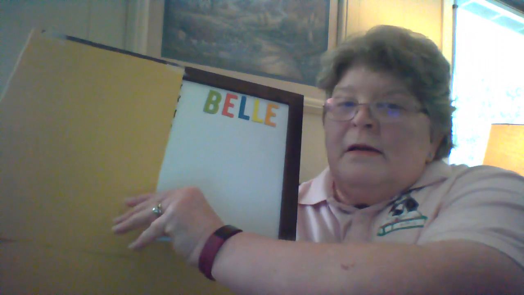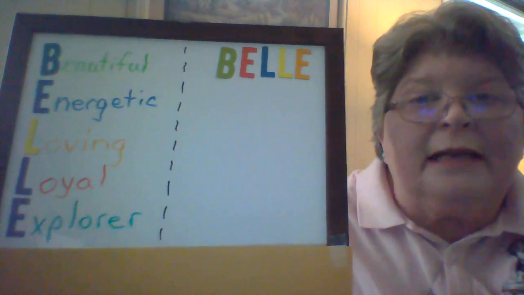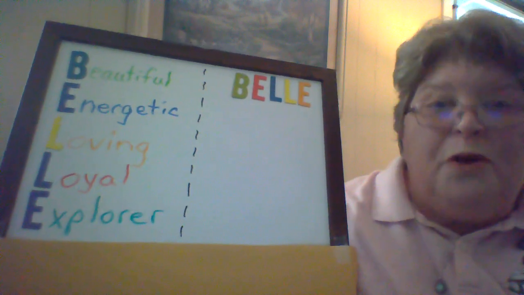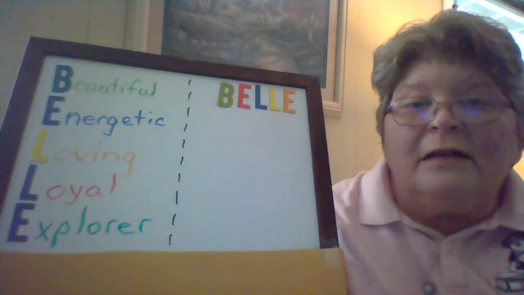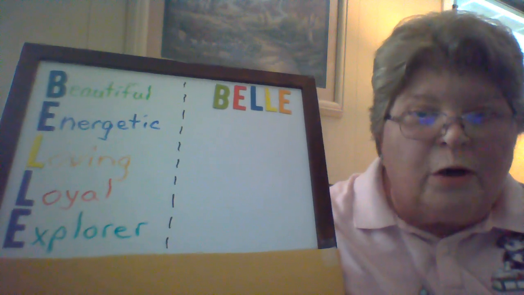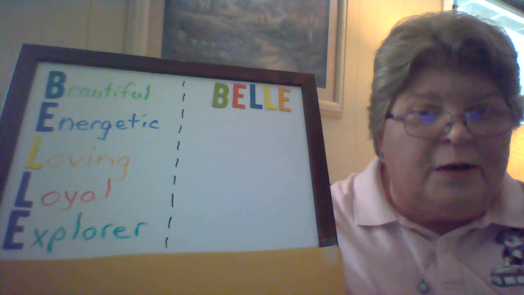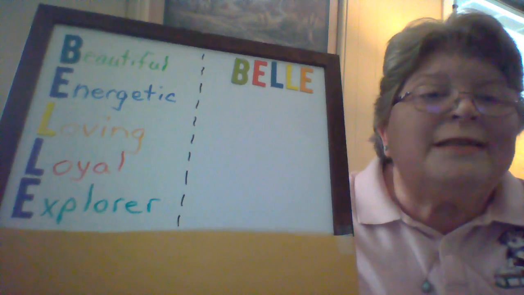So I have taken my subject, Bell, and I have written the name Bell down the side of my board here, and then using the letters in the name Bell, I described Bell. So for the B, I put beautiful, E, energetic, L, loving, L, loyal, and E, explorer, using one single word to describe Bell. Now, another way to do an acrostic poem is not to be restricted by just one word, but to use a sentence or a phrase.